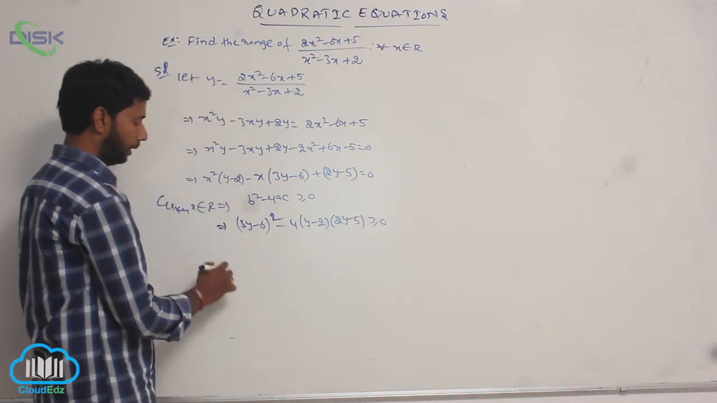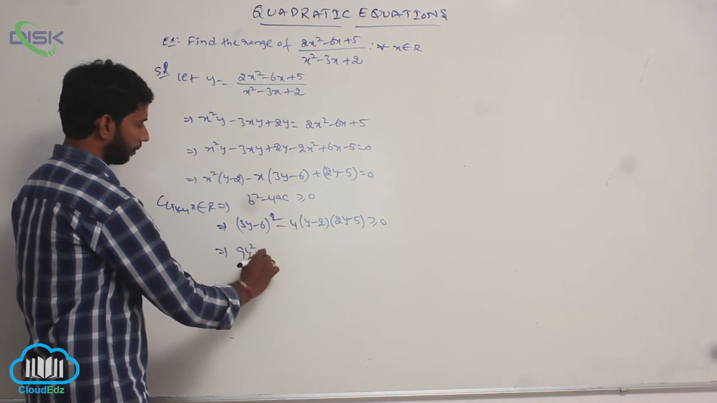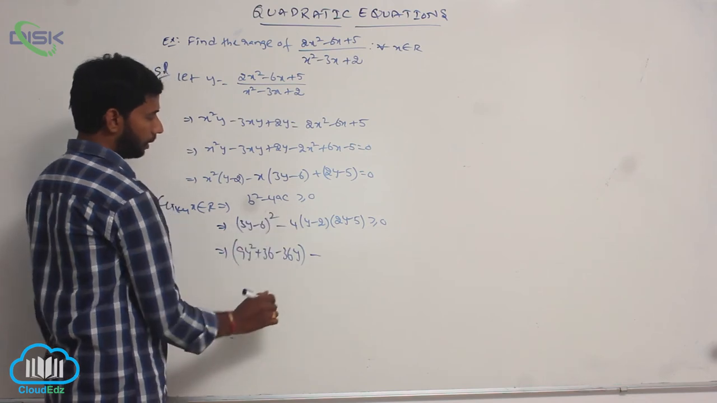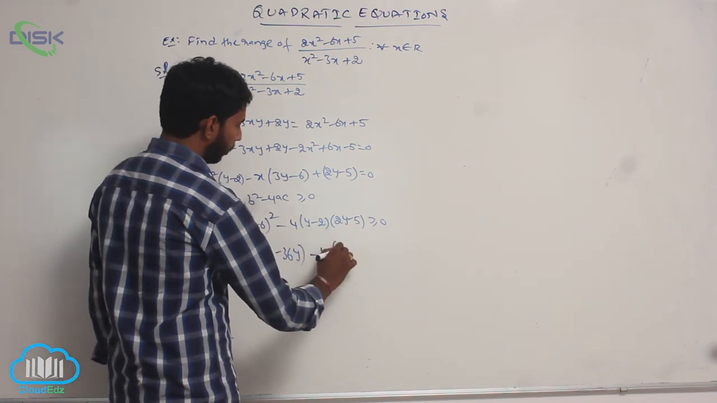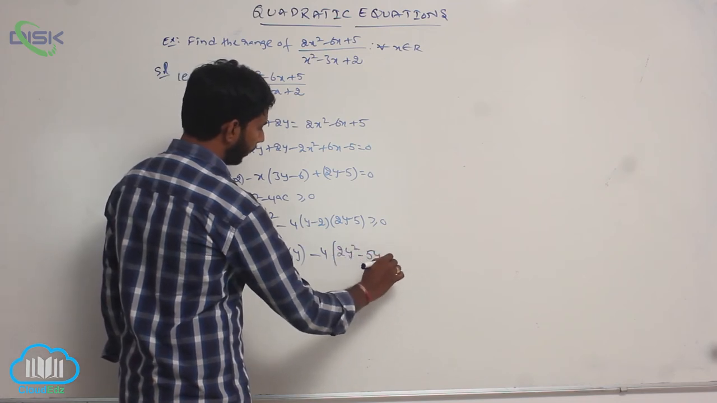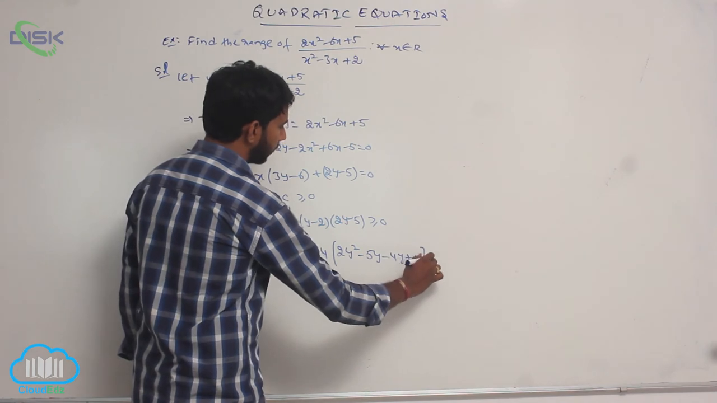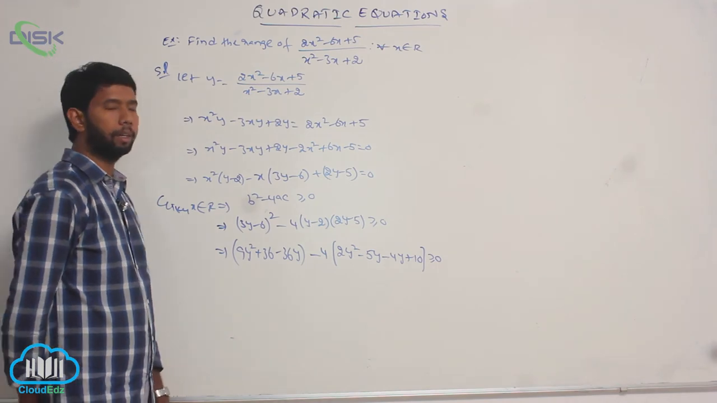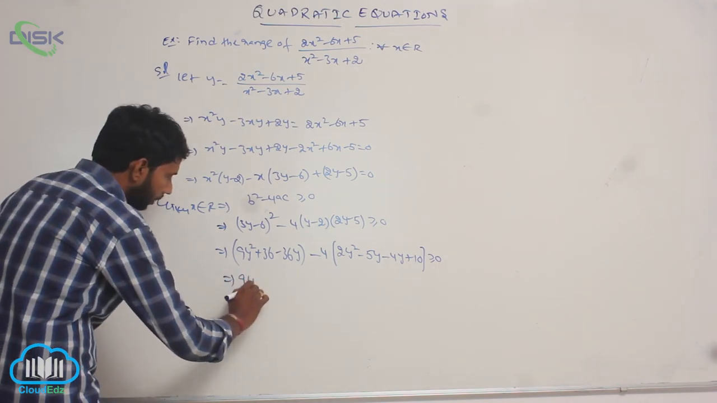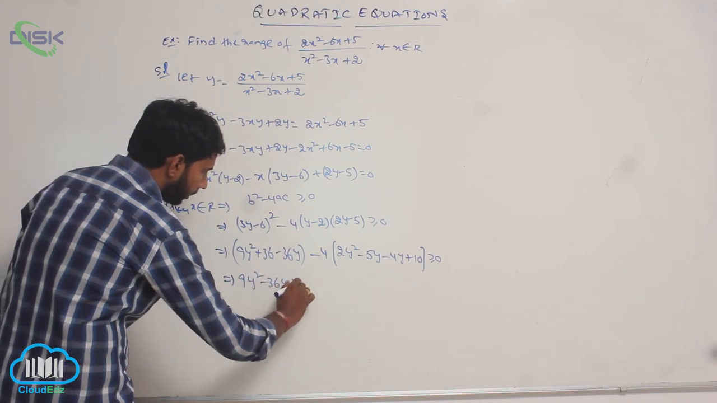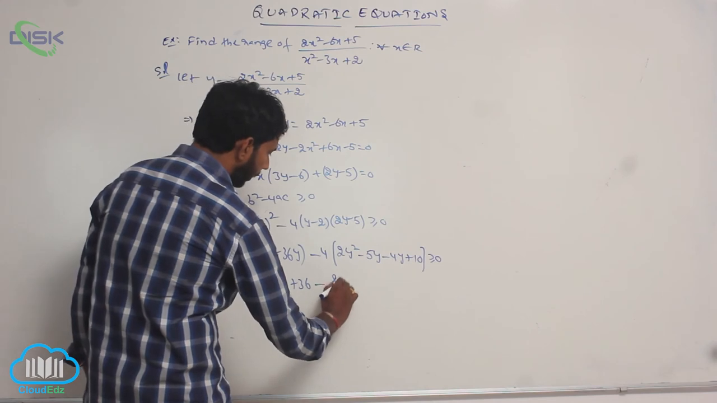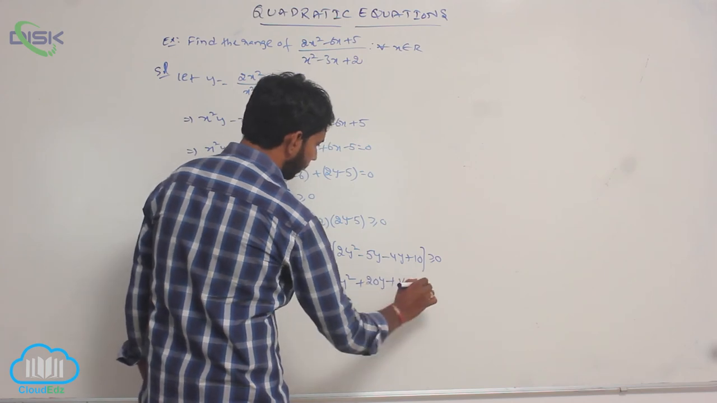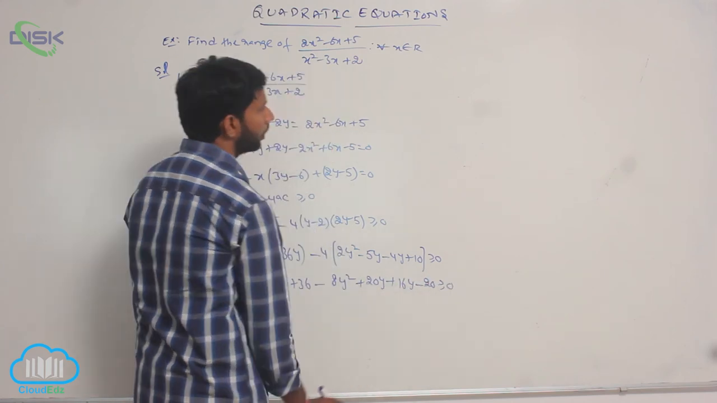Expand the term, that is 9y² + 36 - 36y minus 4 into (2y² - 5y - 4y + 10) is greater than or equal to 0. Simplify the terms. There is 9y² - 36y + 36 - 8y² + 20y + 16y - 40 is greater than or equal to 0.